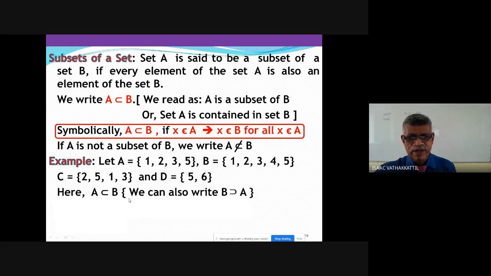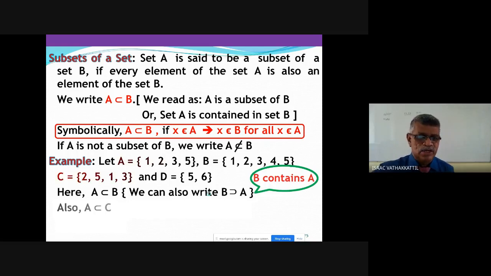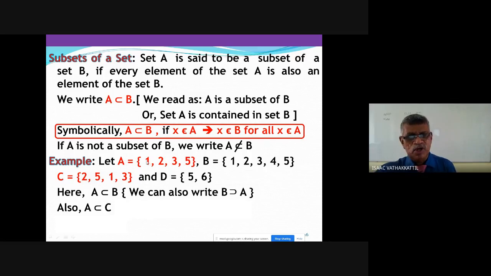Further, when A is a subset of B, we can also write B contains A. When A subset B, we say A is contained in B. That is as good as we can write B contains A. Very rarely we write like that, but it means the same. We can also say A is a subset of C because 1, 2, 3, 5 are here. The order is immaterial.